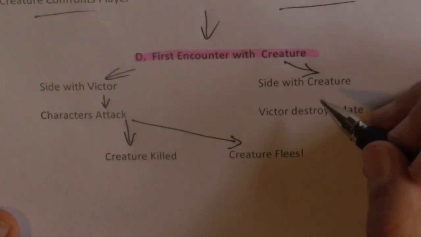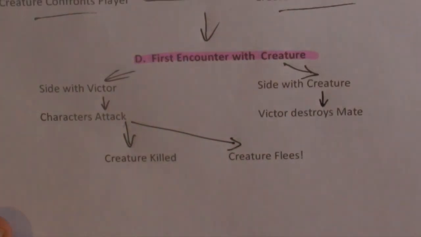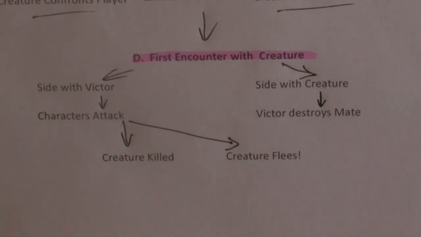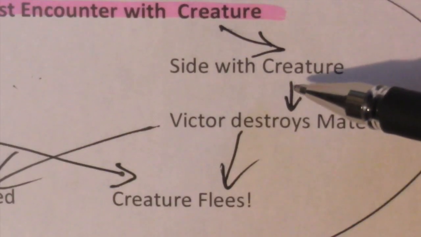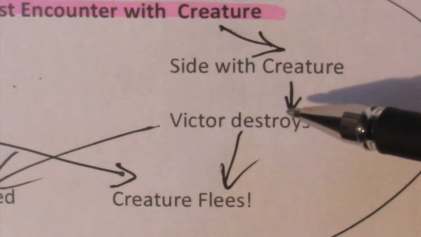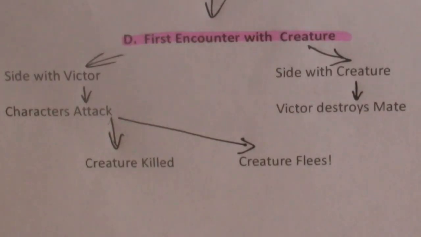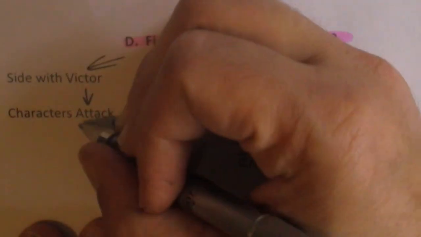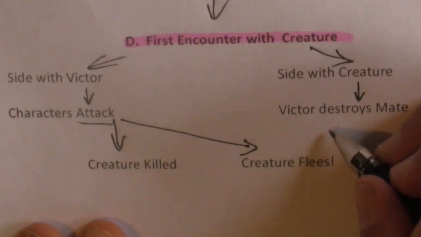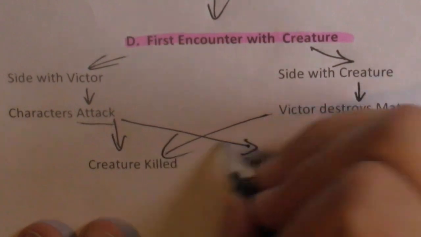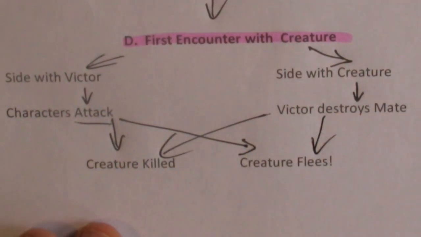Over here, if the players side with the creature and say, "Victor, you have to make this mate," then at the very last moment, Victor will destroy the mate by throwing acid on it. The creature will think that the players have betrayed him, and it will end up with the creature attacking them, and two things can happen. Either the creature could be killed or the creature can flee. Just like in the novel, the creature swears he will join Victor on his wedding night.